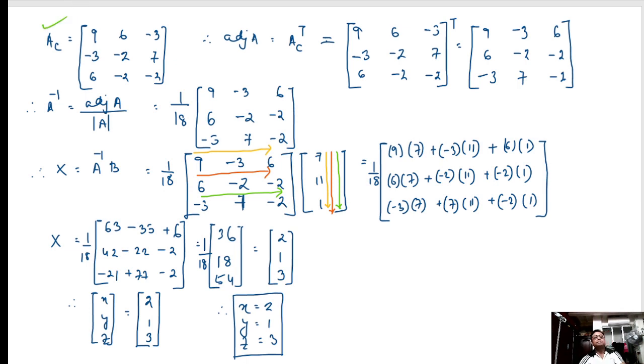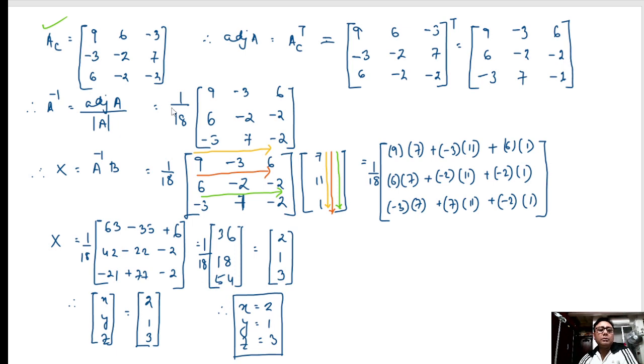cofactor matrix. Now in the cofactor matrix, now we have to find the adjoint matrix. How to find the adjoint matrix? It is the transpose of the cofactor matrix. That means, now transpose means you will interchange the row and the column. The first row will become the first column. The second row will become the second column. The third row will become the third column. So this is how you get the transpose of the matrix.